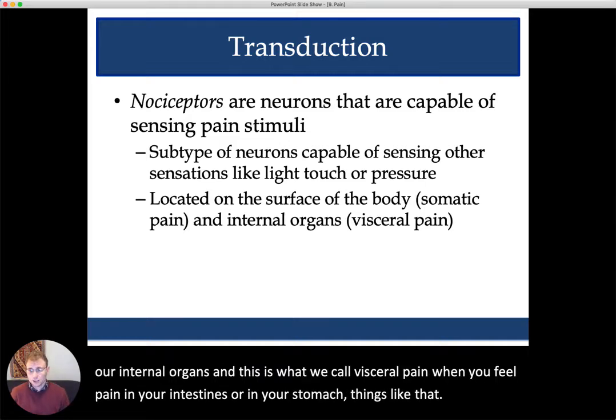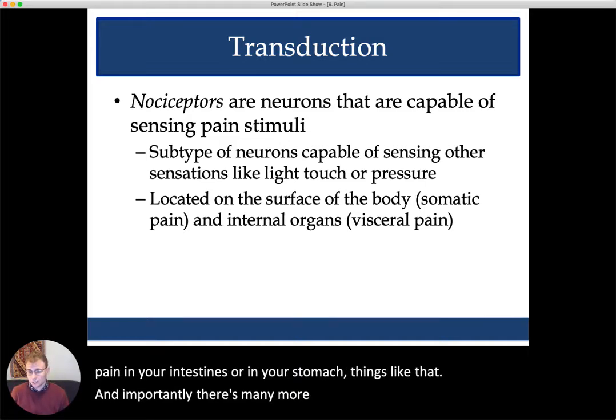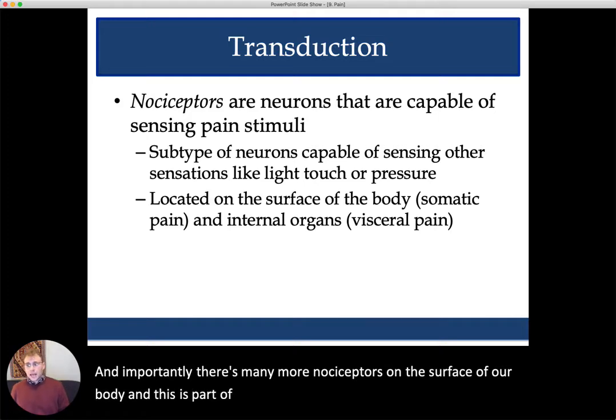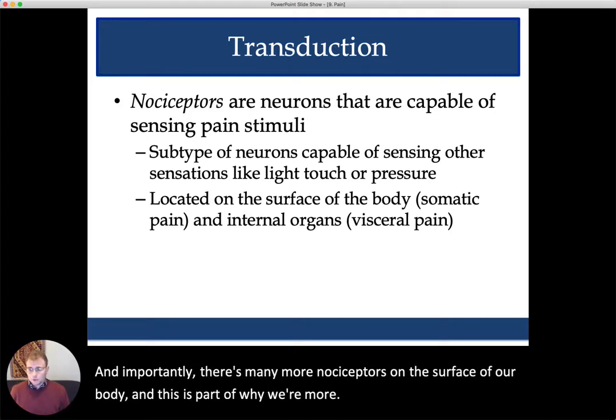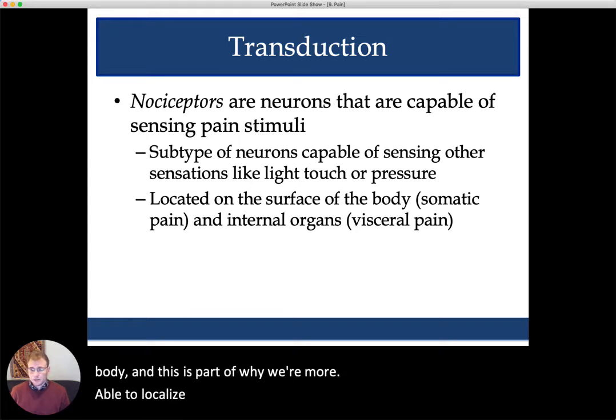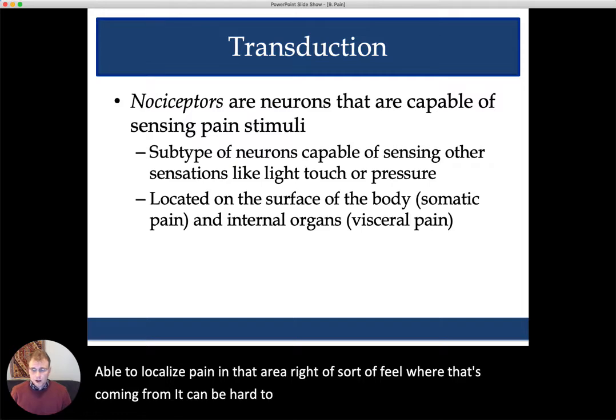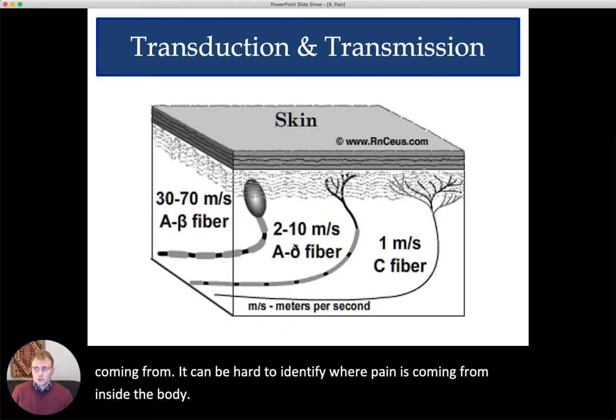And importantly, there are many more nociceptors on the surface of our body, and this is part of why we're more able to localize pain in that area, to feel where that's coming from. It can be hard to identify where pain is coming from inside the body.